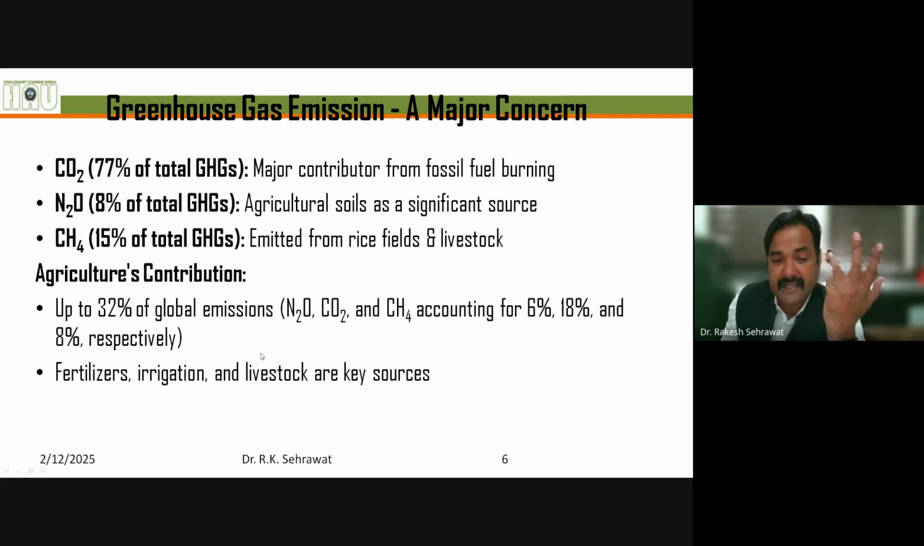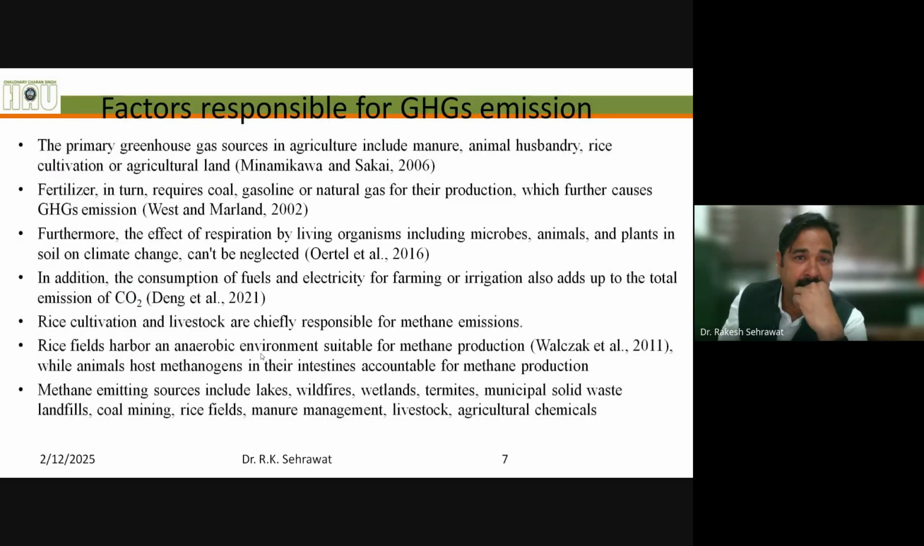Then fertilizer, irrigation, livestock, which are the key resources. Now, the factors responsible for greenhouse gas emission, I think this is a very common thing. What are the different factors which are responsible for the GHG emissions? But let's have a look over this. Your manure, animal husbandry, rice cultivation, or the agricultural land, that is contributing to the GHGs.